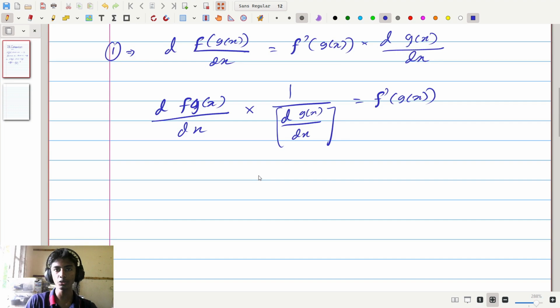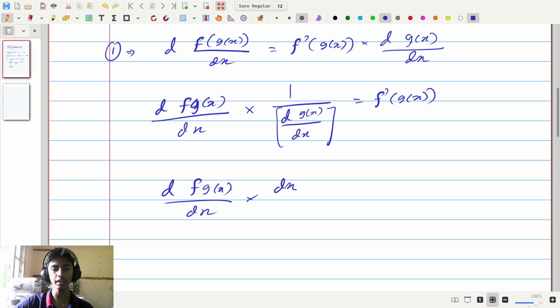Now what I'm going to do is apply that first rule that we had, where 1 divided by dA by dB is equal to dB by dA. Using that here, we can see that what we have is d of f of g of x with respect to x multiplied by d of x with respect to d of g of x. As we change g of x's value, what happens to dx's value?